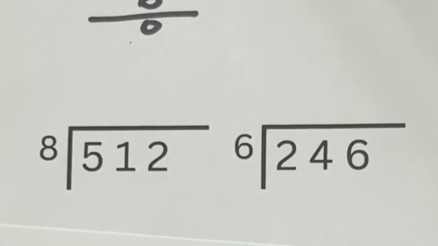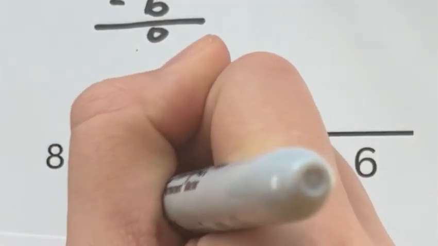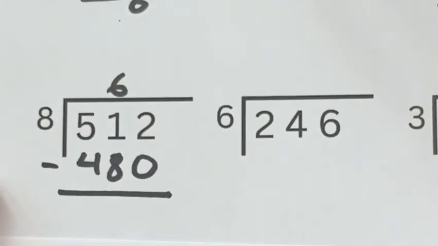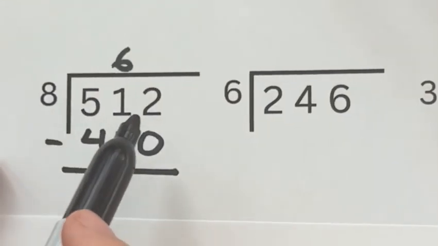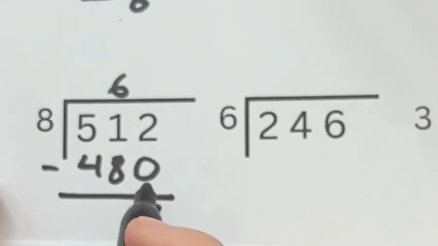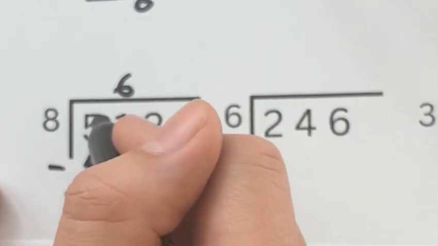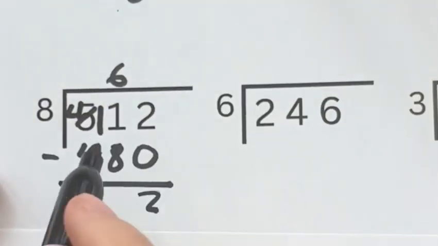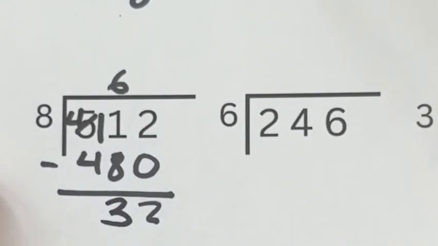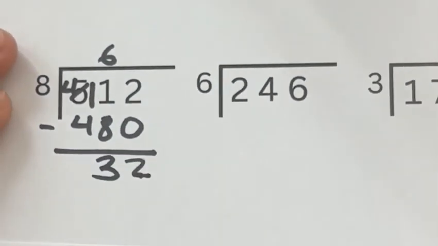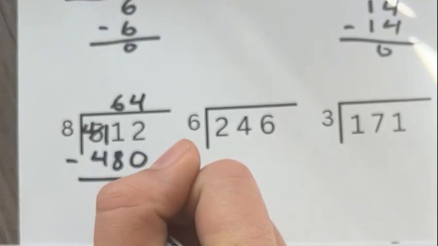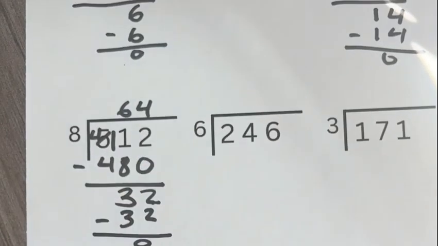8 times 6 equals 48. Right? And then add a 0 at the end. Next, we'll just subtract it. 512 minus 480. You do 2 minus 0, which is 2. 1 minus 8. You can't do that, so just bring it over. 11 minus 8 equals 3. Now it is 32, right? And we know that 8 times 4 equals 32. So just add a 4 and 32, and it goes down to a 0.